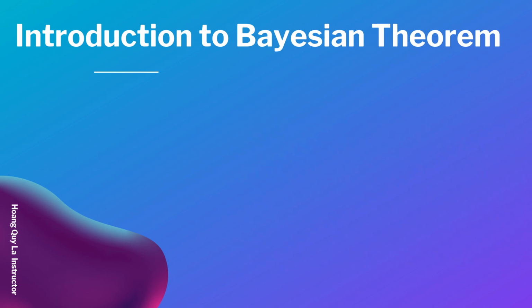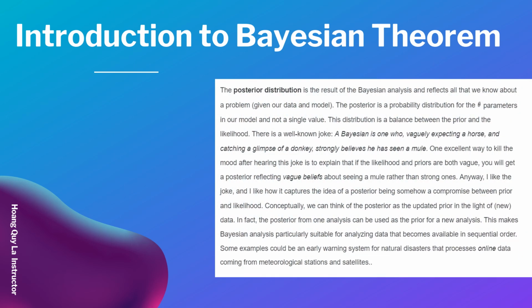Let's talk about the posterior distribution. It is the result of the Bayesian analysis and reflects what we know about a problem given our data and model. The posterior is a probability distribution for the θ parameters in our model and not a single value. The distribution is a balance between the prior and the likelihood.